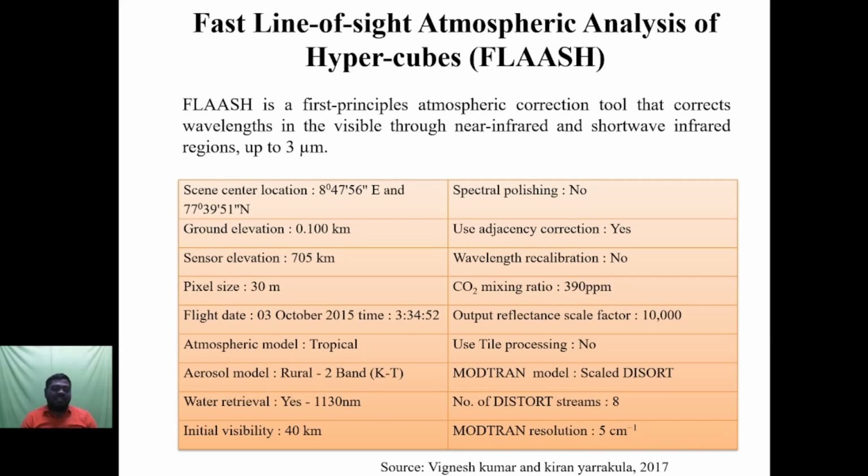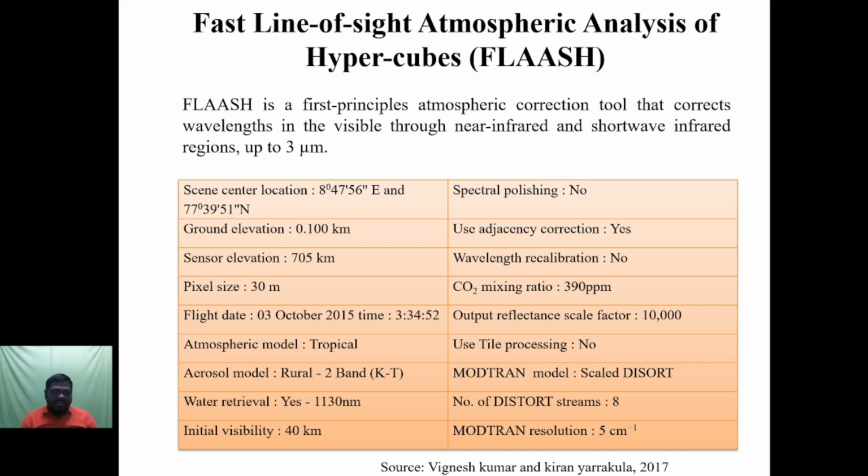And next is the FLAASH atmospheric correction model. There are a lot of atmospheric correction models: the 4S algorithm, 5S algorithm, ATREM, ACORN, and FLAASH. Out of these, we are taking the FLAASH atmospheric correction model, which gives the better result in absolute value generation from 400 nanometers to 2500 nanometers.